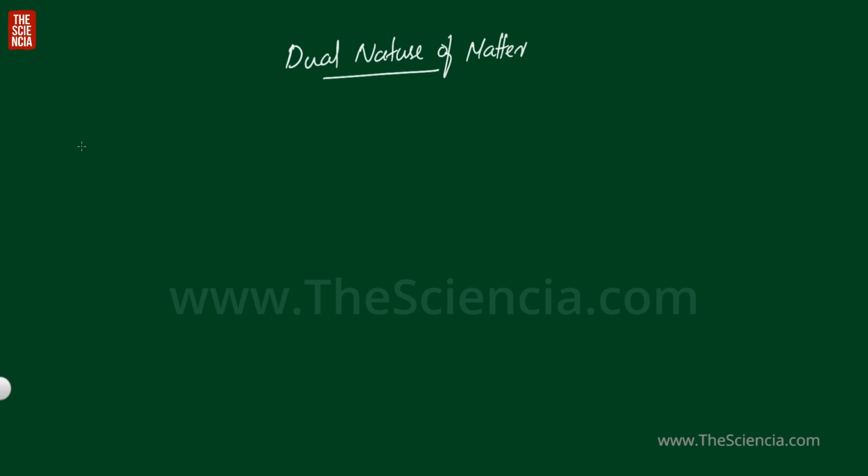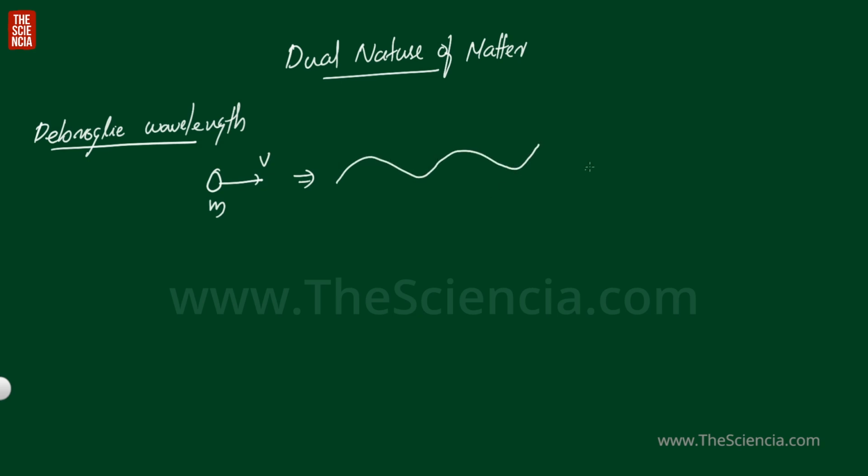And about the wave nature of matter, de Broglie introduced the idea of the de Broglie wavelength. What is de Broglie wavelength? If a particle of mass m is moving with a certain velocity v, then there will be an associated wave, and the wavelength lambda of this wave will be equal to h by p, where p is the momentum, that is h by mv. This is the famous de Broglie wavelength.